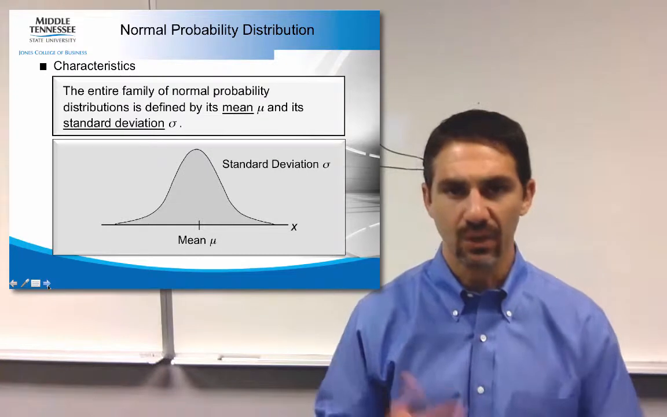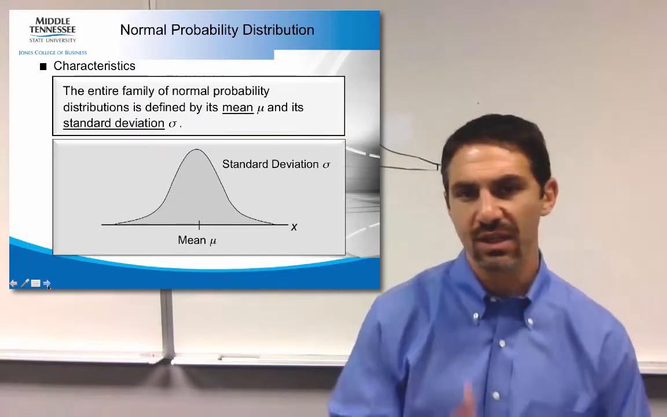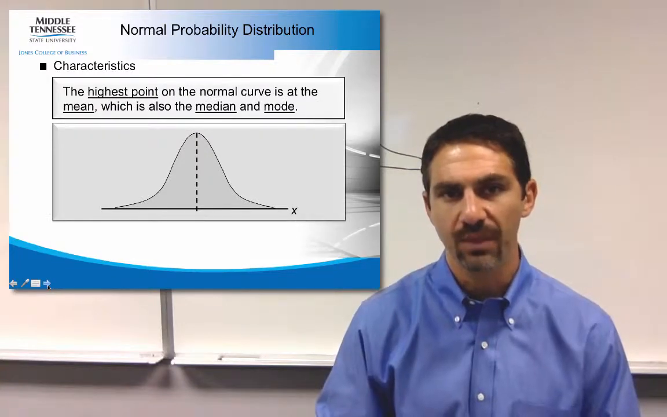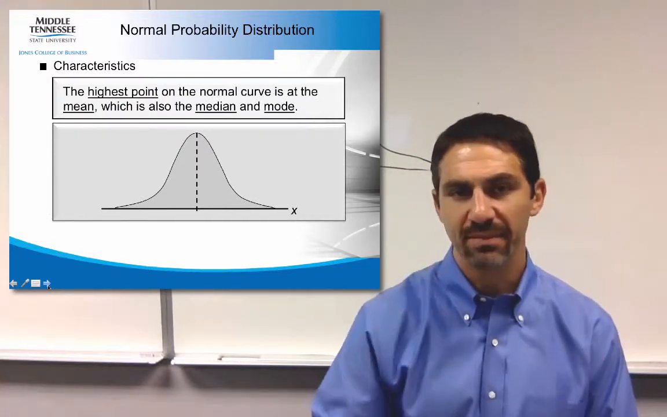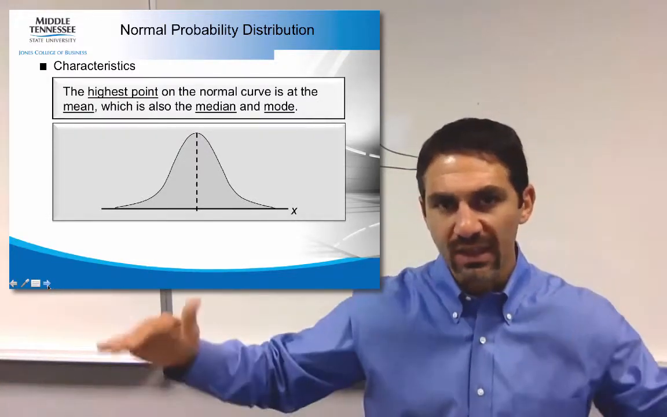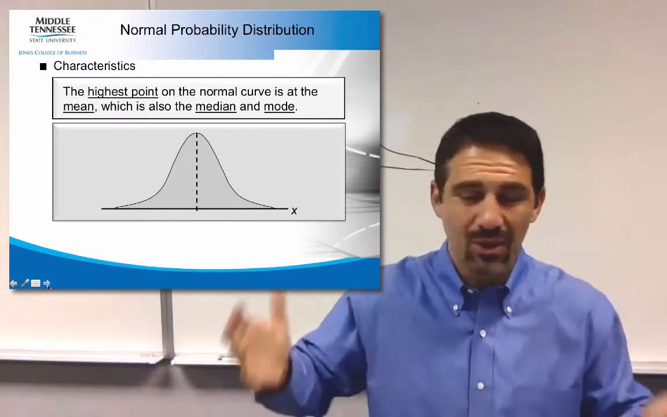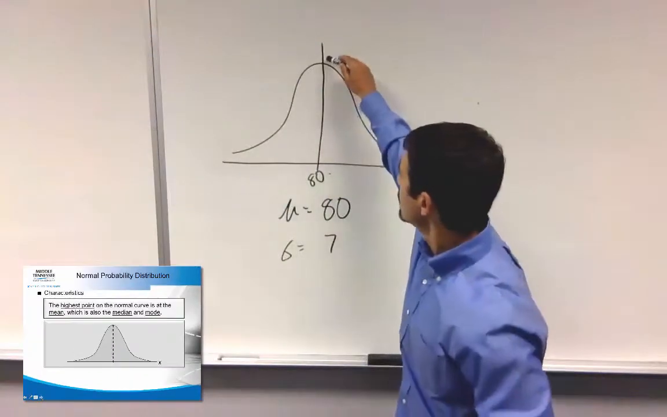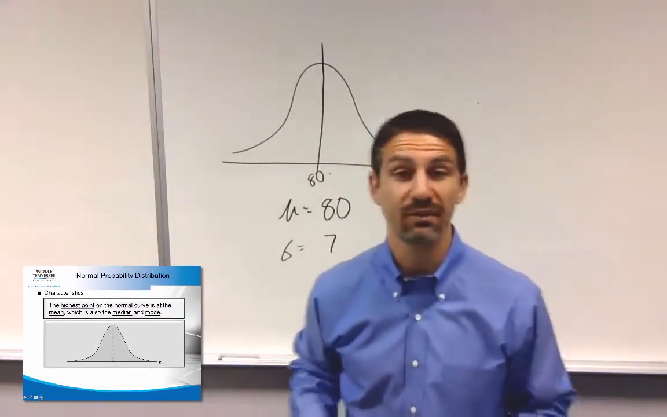First of all, again, you care about the mean and the standard deviation. The standard deviation will, again, tell us how far from the mean that we are. The highest point will be the mean. And if your data is perfectly symmetrical, which almost never happens, then the median and the mode should also be 80 if it was perfectly symmetrical.